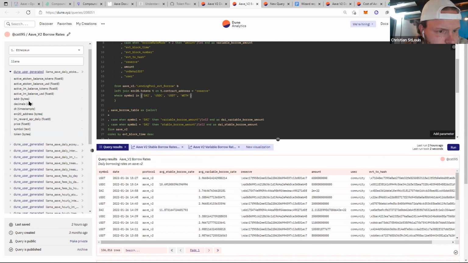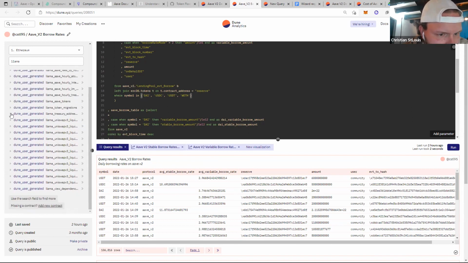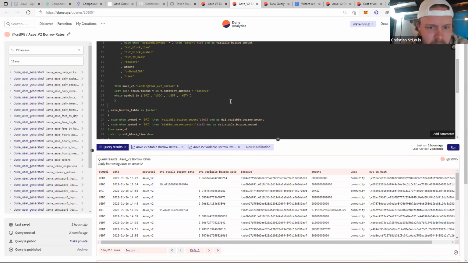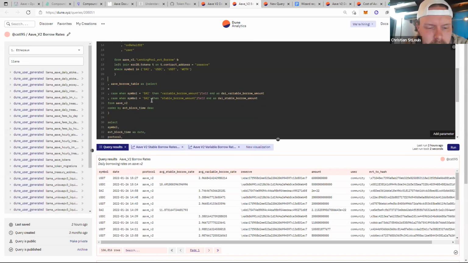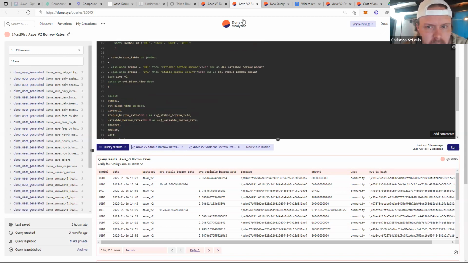But you can see here, this is probably from DeFi Llama, or some other DAO. I think it actually is a DAO called Llama DAO or something like that. But anyway, this is how we pull the borrow data.